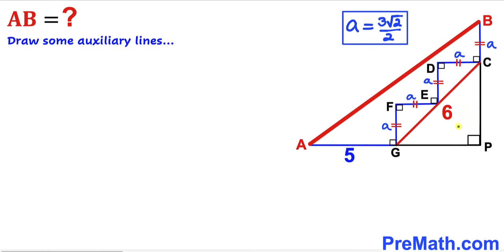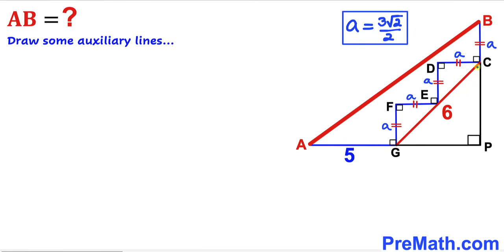And now we are going to draw some auxiliary lines to make our job simpler. As you can see in this next step, I have extended this horizontal line AG all the way to this point P. And likewise, I have extended this perpendicular line BC all the way to point P as well, such that this angle is a 90-degree angle.